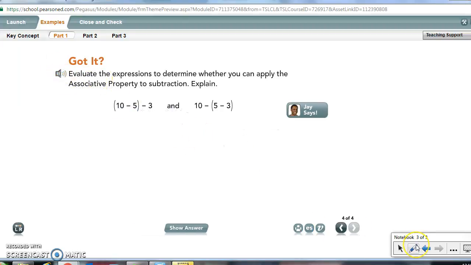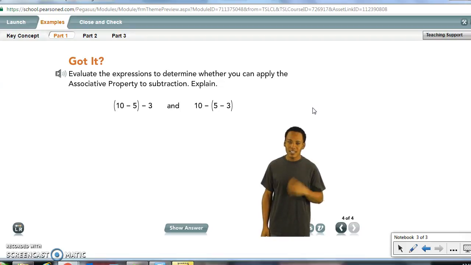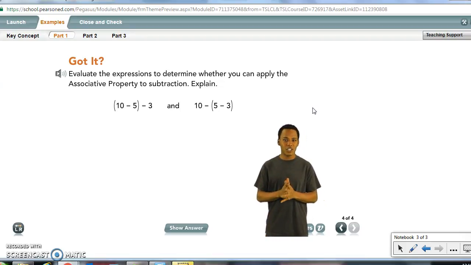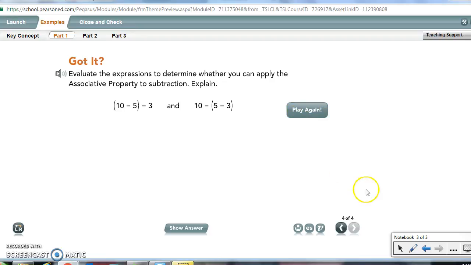Evaluate the expressions to determine whether you can apply the associative property to subtraction. Explain. You'll find that multiplication and addition share a lot of properties that subtraction and division do not. This is a new way to think about operations. Up until now, I bet you've thought of addition and subtraction as a pair, since one undoes the other. So let's use PEMDAS to do this, okay?